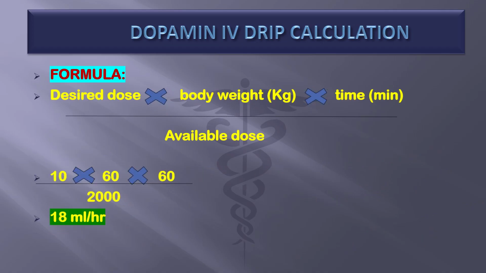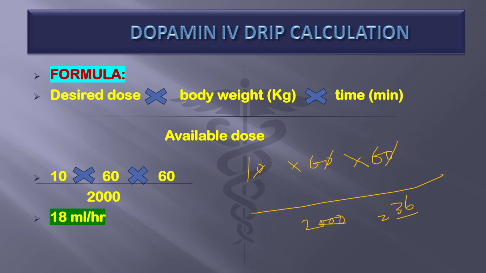Now you compute it in the formula that you have. Desired dose, as the doctor said, is 10. The body weight of the patient is 60, the time is 60, converted into minutes, and your available dose is 2000. So let's compute it. 10 into 60 into 60 by 2000. You have 3 zeros up, so 3 zeros down will go. 36 by 2, 18. So you have 18 ml per hour, right?